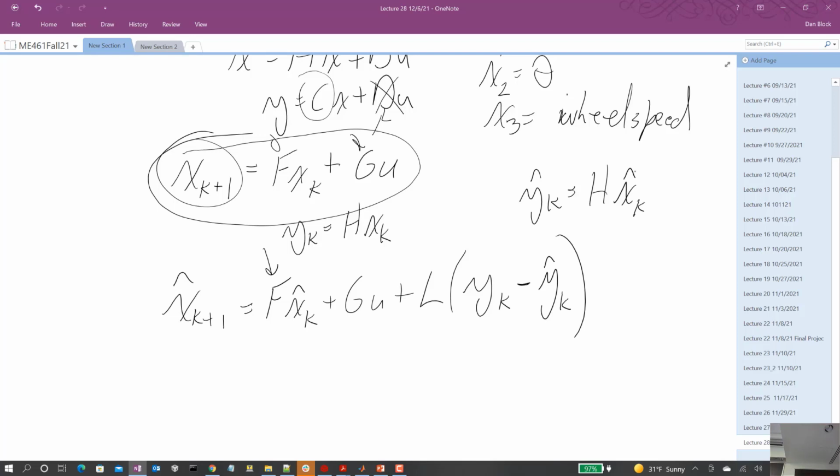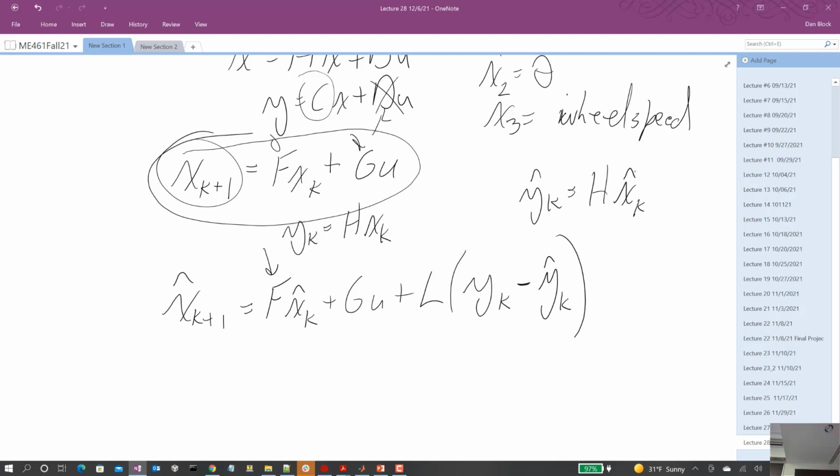This L for the observer is found offline. You say, if this is my F, this is my G, and more importantly, my F and my H, can I come up with the L that tells the estimated states to converge very quickly to the real states? Now, it's not exactly this equation, but the Kalman filter replaces this L somewhat with a gain they call K. So there's another K gain, different than our K gain for balancing the Segbot. They call this the Kalman gain K.